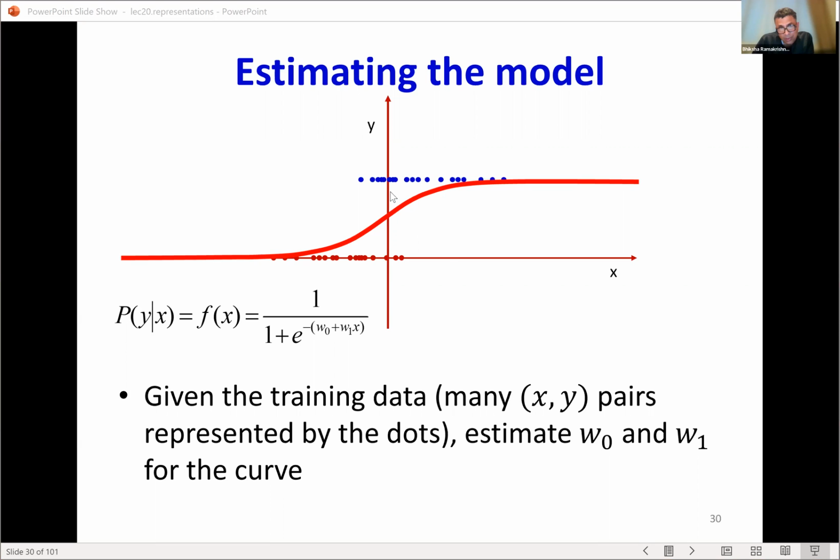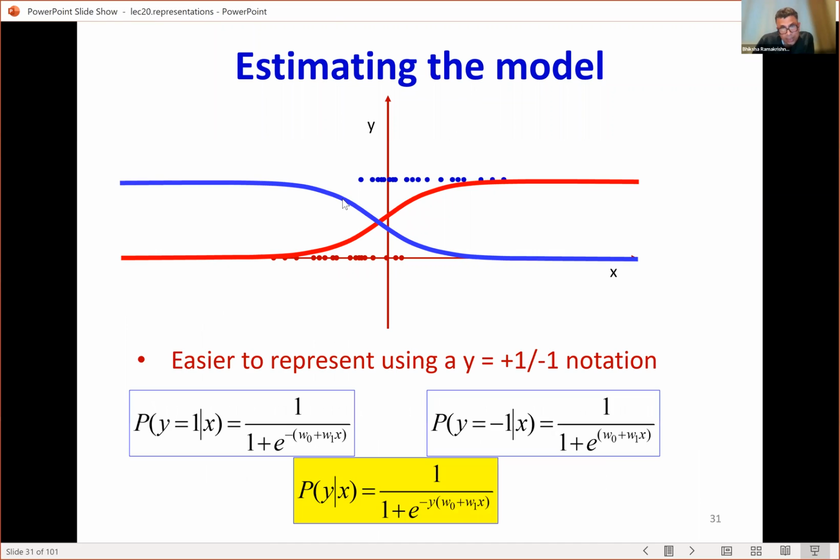So that's going to be the problem. I have flipped the colors over here. Now y equals 1 is being shown by blue. So this curve shows the probability of an instance with that particular value of x belonging to class 1, the blue class. Correspondingly, the a posteriori probability of y being -1. Here I'm using a +1/-1 notation for convenience. So the classes are +1 for the blue dots, -1 for the red dots.